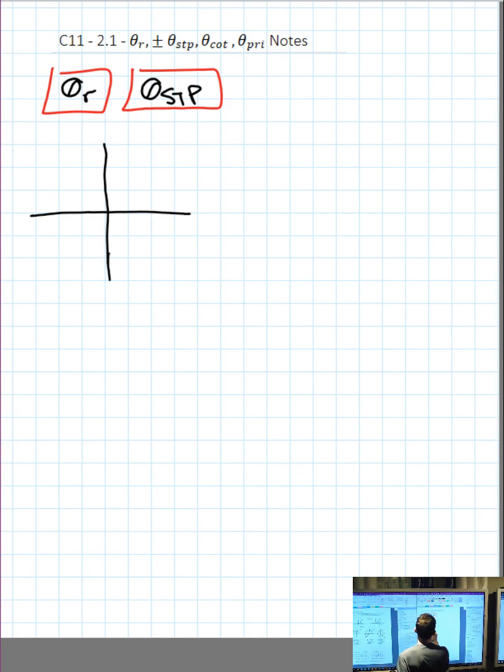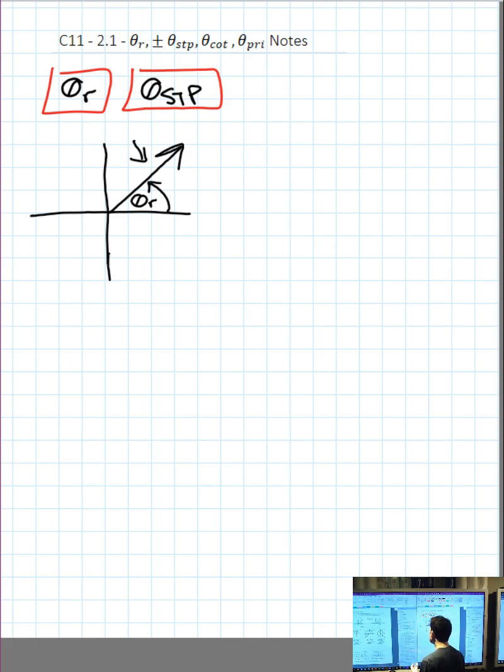I'm going to draw an arrow going up to the right. And we call that, as you can see in the notes, the terminal arm. This theta right here is the reference angle because it's between the positive x-axis and the terminal arm, between 0 and 90 degrees.